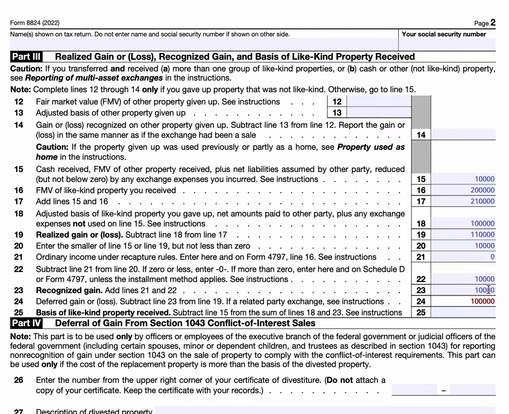Now we're going to add lines 18 and 23, so that's $100,000 plus $10,000. Then we're going to subtract line 15. This is the new basis of the property. So it kind of lines up with the adjusted basis of the property that we gave up. Since we got $110,000 and we're recognizing the tax bill for the $10,000 in boot that we received, then it makes sense that we carried forward the $100,000 basis that we already had. Okay.